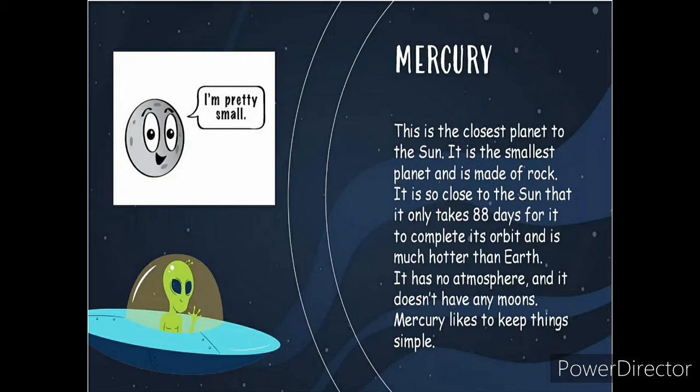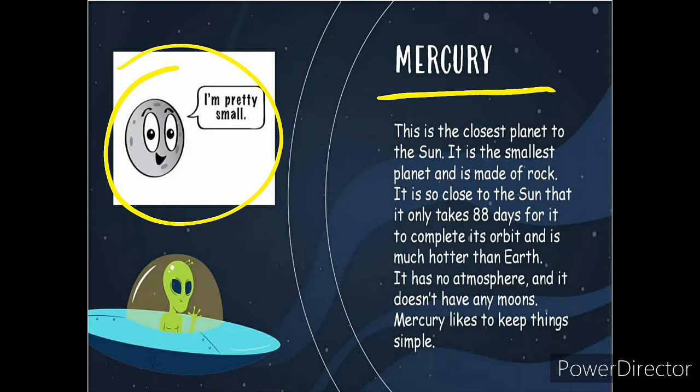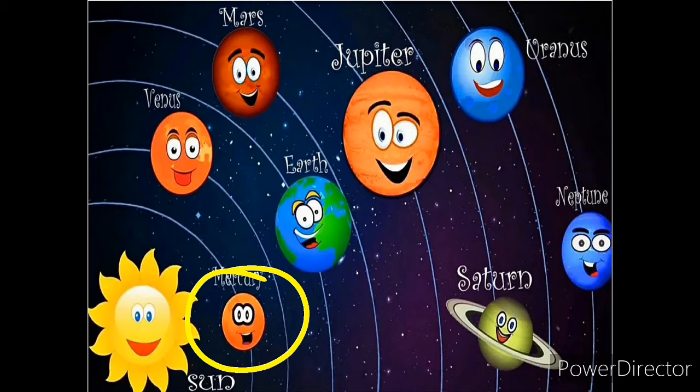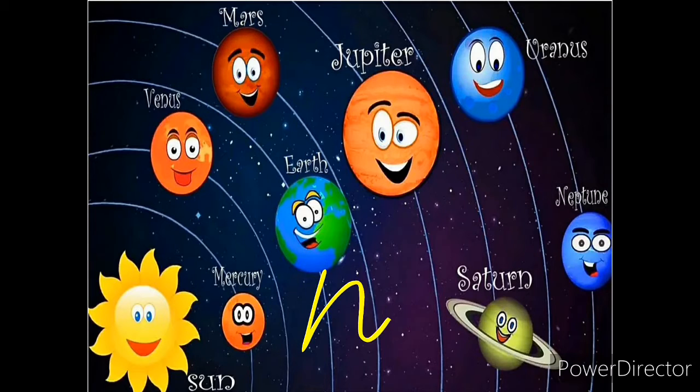Okay, the first planet, Mercury. Now we can see that Mercury is saying that I am pretty small. So with this we get that it is the smallest planet, and it is made up of rocks. First thing, it is closest to the sun. Second, it is very small. You can see how small it is in size, right? Closest to the sun. If it is closest to the sun, then it will be more hot, right?